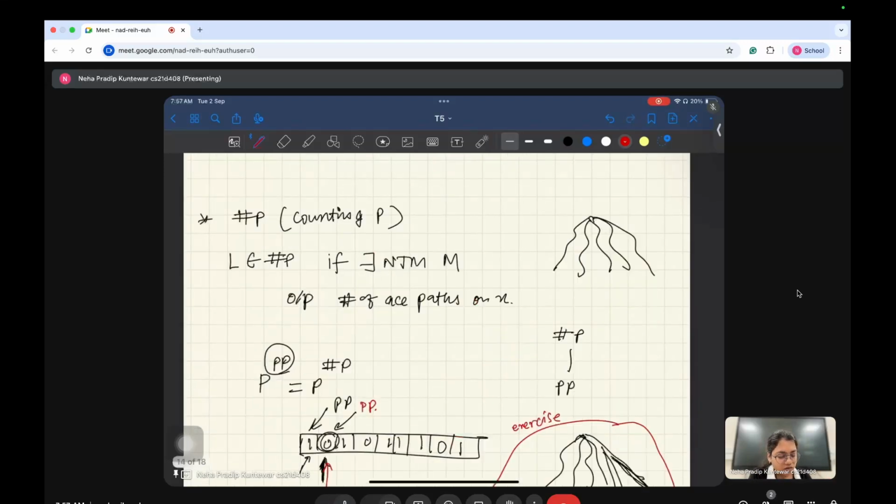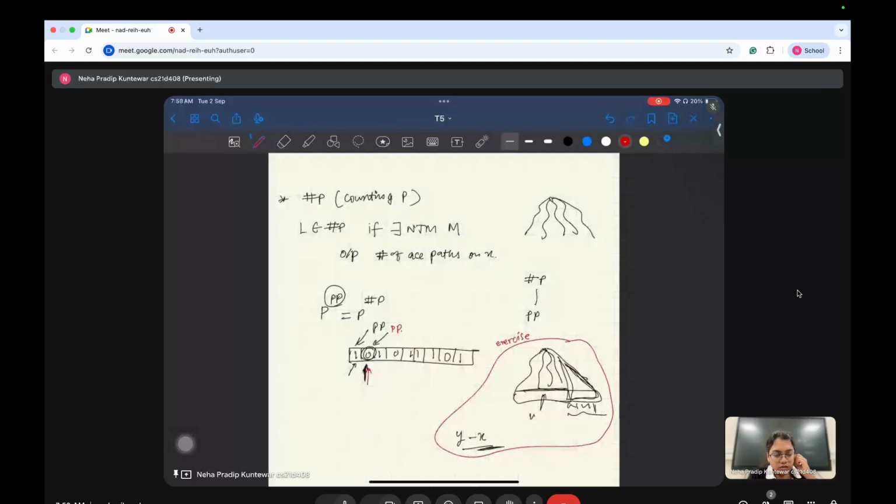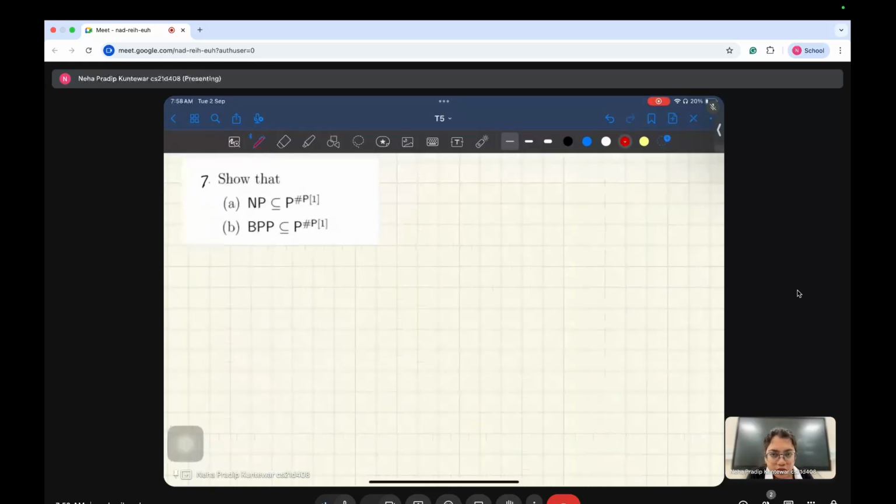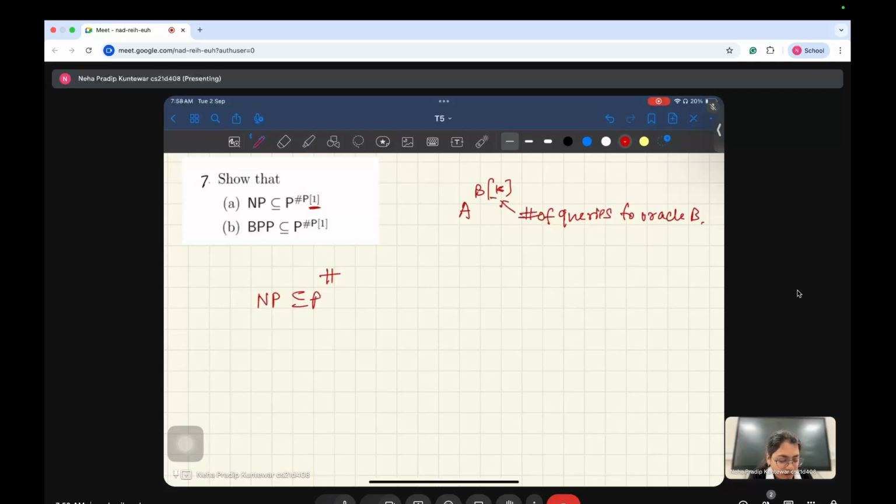Okay, these are relatively simpler. Notice we had defined this when we defined oracles. So A to the B of k, what k denotes is the number of queries to oracle B. So what this says is that NP is contained in P to the sharp P with one query.